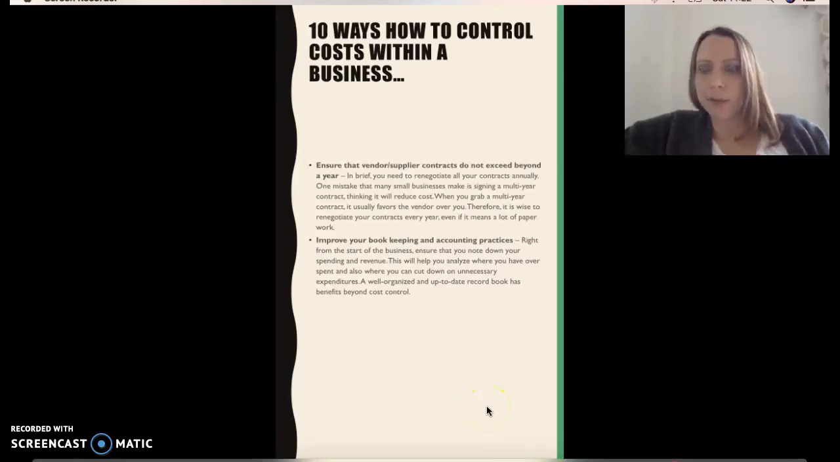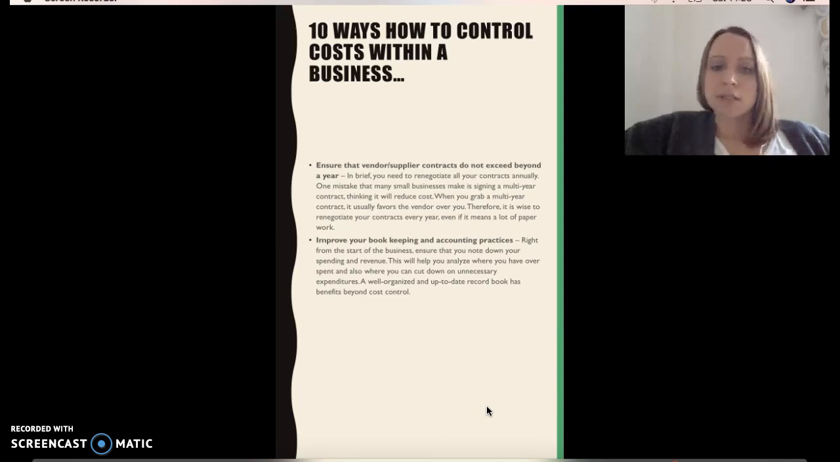So we're going to pick up where we left off in terms of tutorial one. And we're just going to have a look at 10 ways in which we can control costs within a business. So we're going to go through them one by one, and hopefully it will just give you a really good idea of how you can actually manage your cash flow and make sure that your financial performance is what it should be within your business.